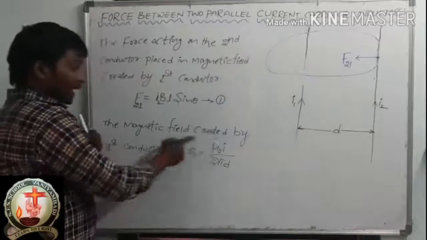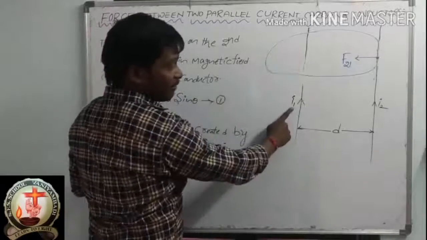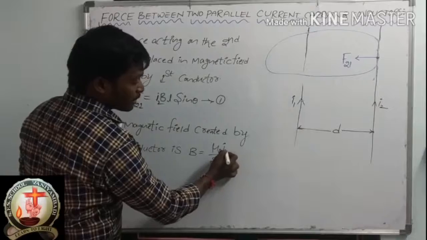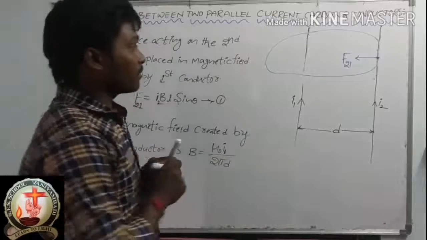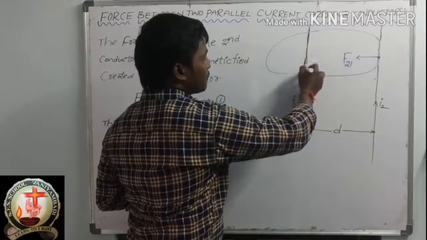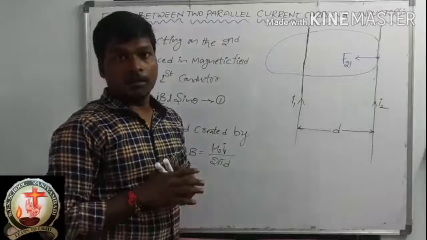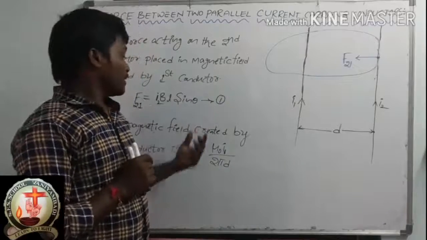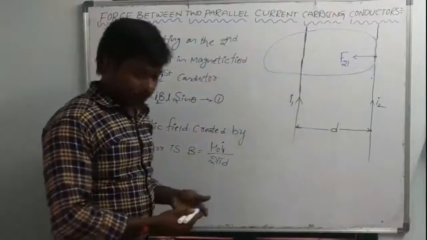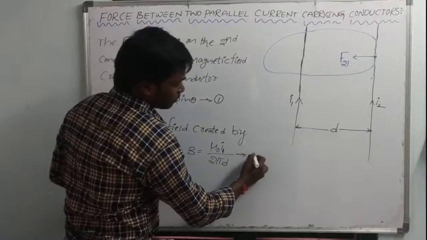And here is the magnetic field created by the first conductor. So what is the first conductor current? I1. So here I am indicating mu naught I1 by 2 pi d. You can remember these two expressions. Now this one is equation number 2.